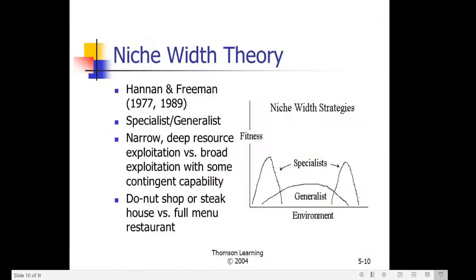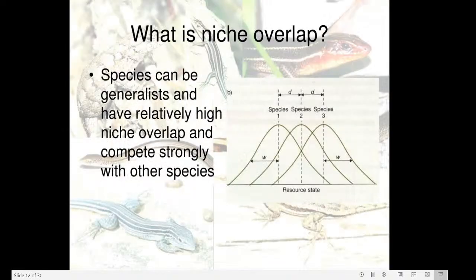They provide the matrix and draw the graph. Okay, it's overlapping. What is overlapping? That is the species characterization overlapping. Here we can see the concept called generalist species, and they may have relatively high niche overlap and compete strongly with other species.